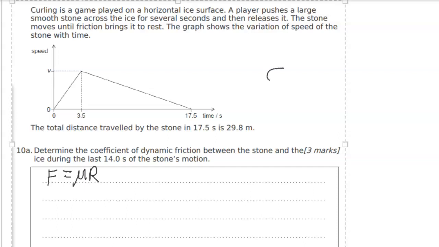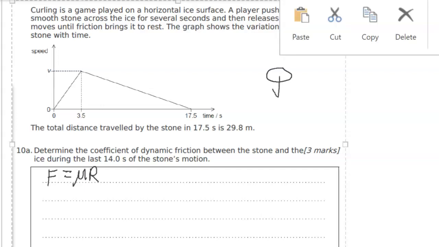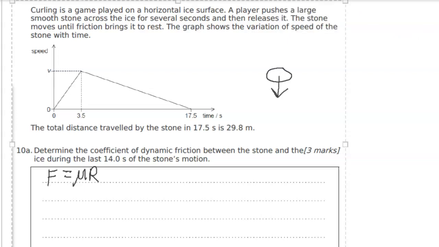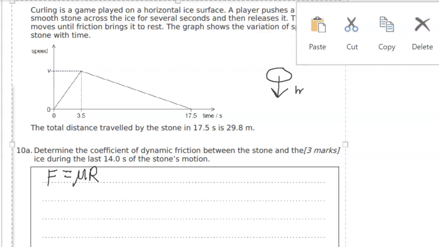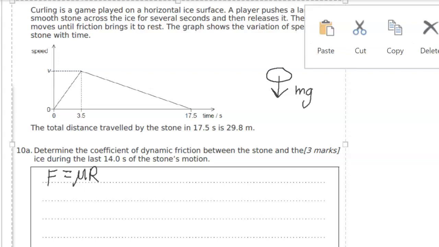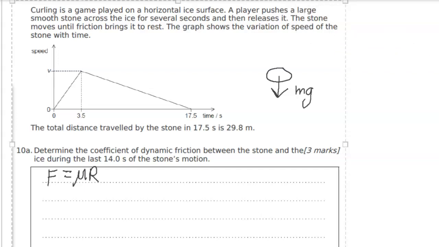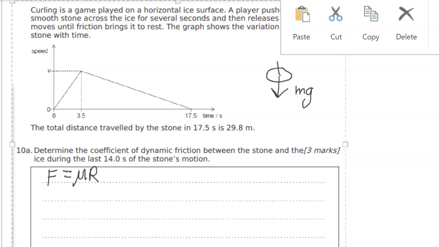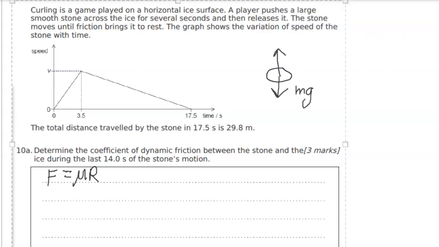So if we draw a picture of our stone, there's a couple of forces acting on it. We've got the weight acting downwards, which is mg, and we've also got the resultant force, or normal force, which is acting upwards, and they're going to be equal and opposite. So that's going to be R. So we've got a little bit of our puzzle here.